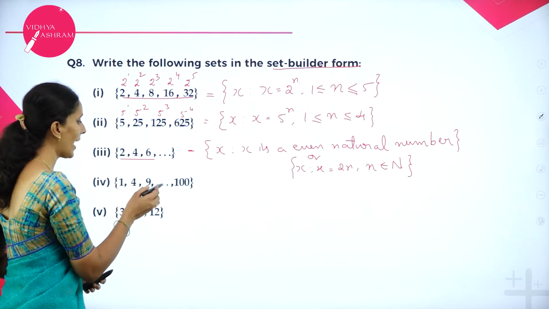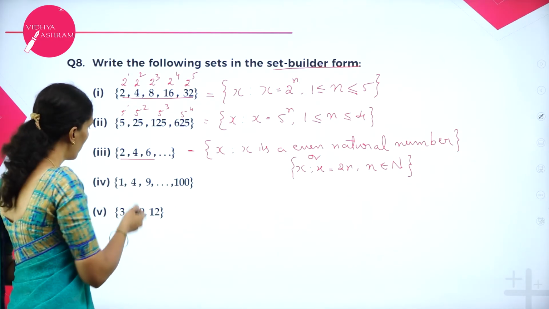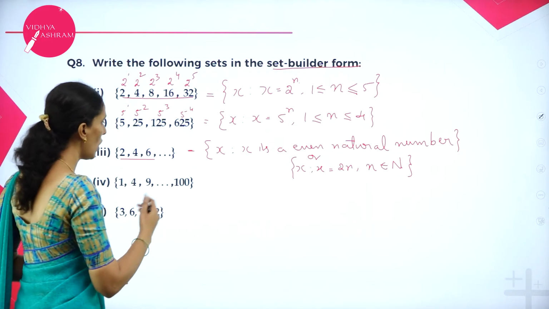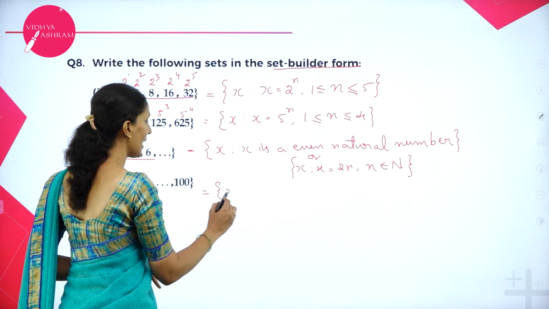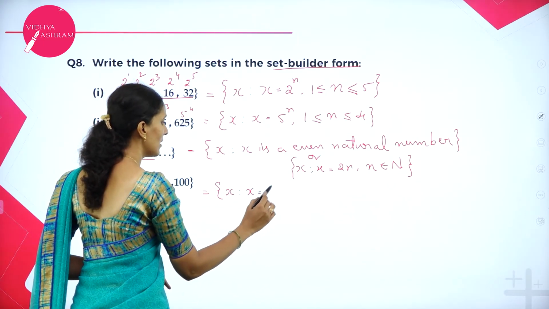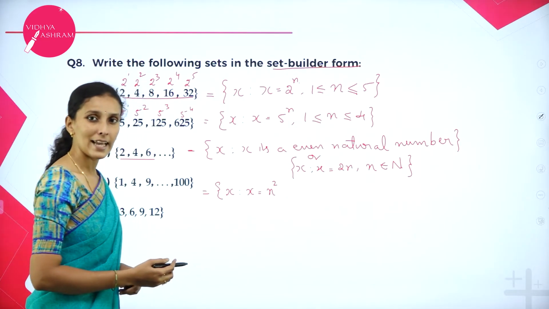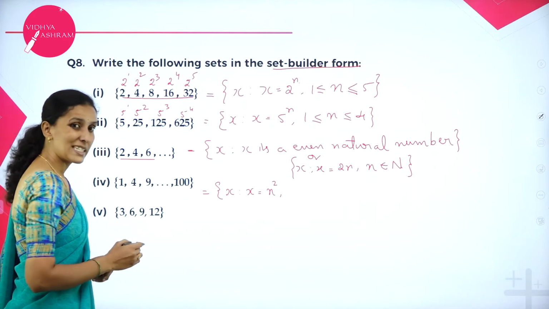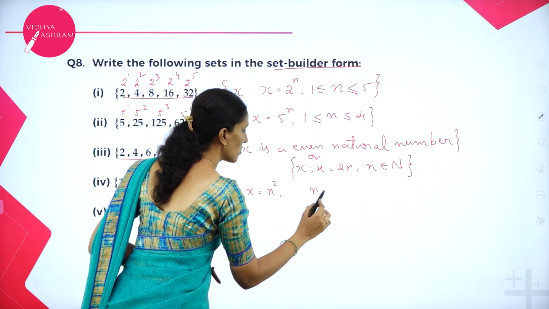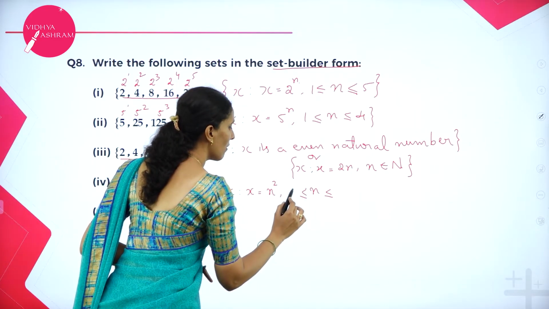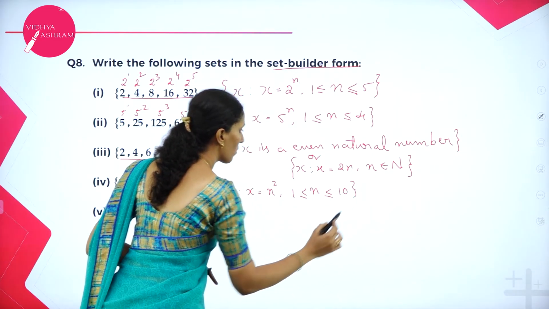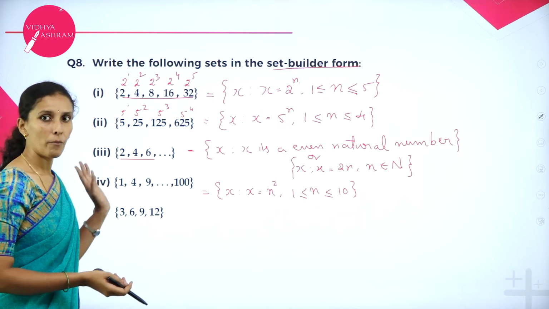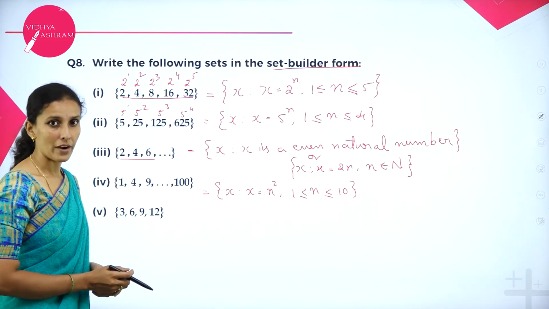Next, 1, 4, 9, 100. Clearly we can see 1 is a square number, 4 is a square number, 9 is a square number, 100 is a square number. So how can I write this? As x such that x is a square number. That means it is n square. But what is the condition of n? 1 and the maximum is 10, because 10 square is 100. So it must take the values from 1 to 10. Or you can write it in words also: x is a square number from 1 to 100. Like that also you can write.